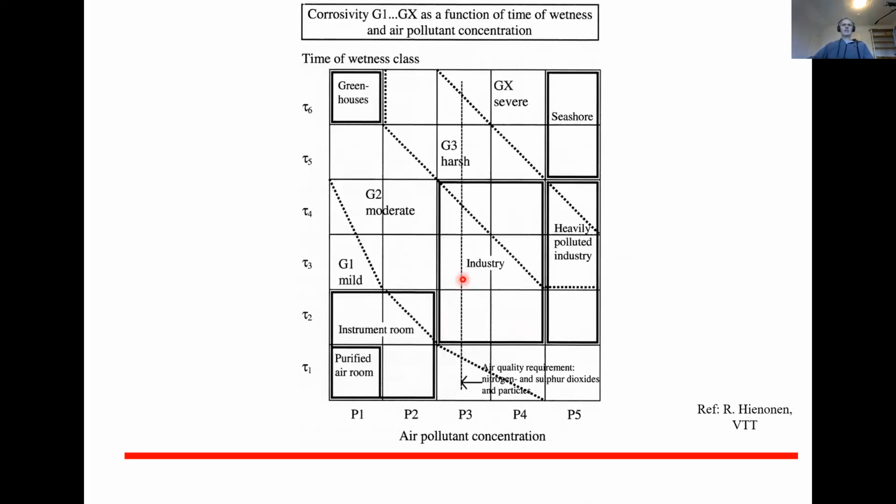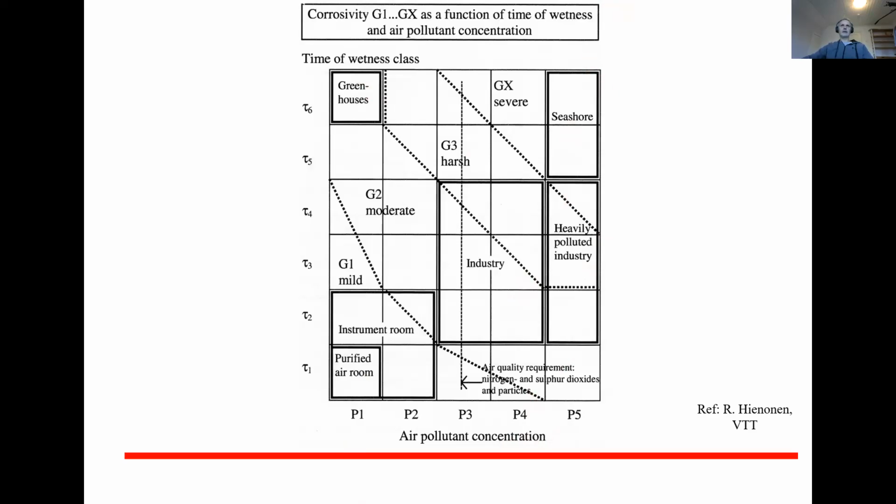So maybe it's not important to go into the details, but maybe we can look at it from here. On the y-axis we have the time of wetness, so the fraction of lifetime where temperature is above 0 and relative humidity is above 80% is increasing this way. And on the x-axis, we have the average amount of these most harmful impurities. And here they have just marked different types of conditions.